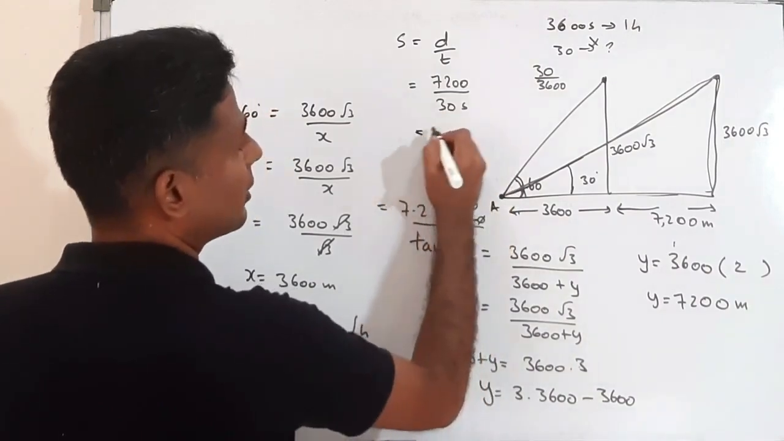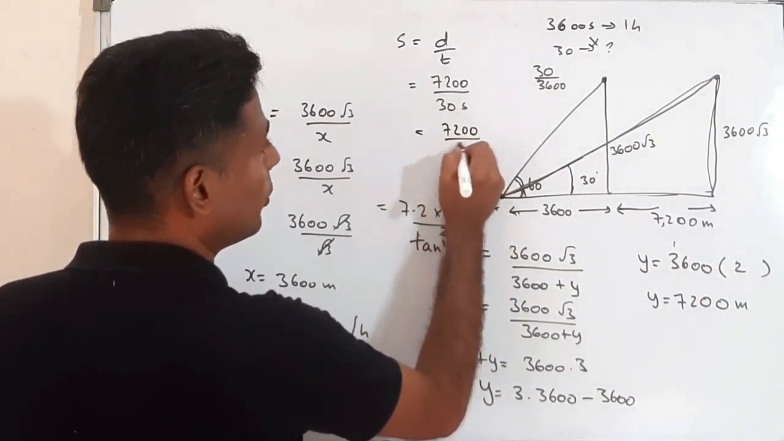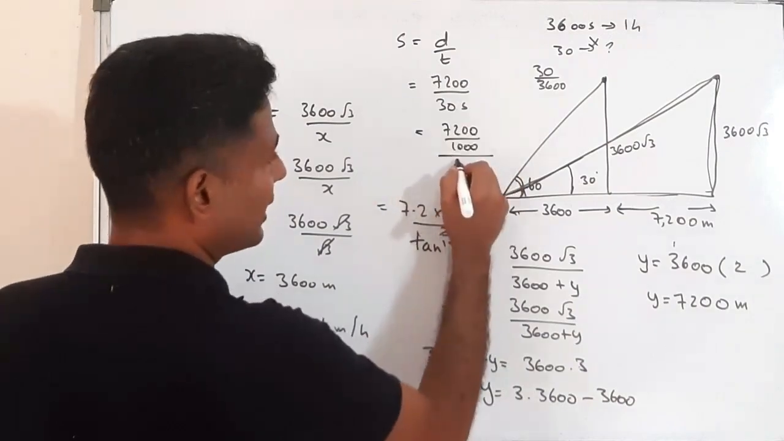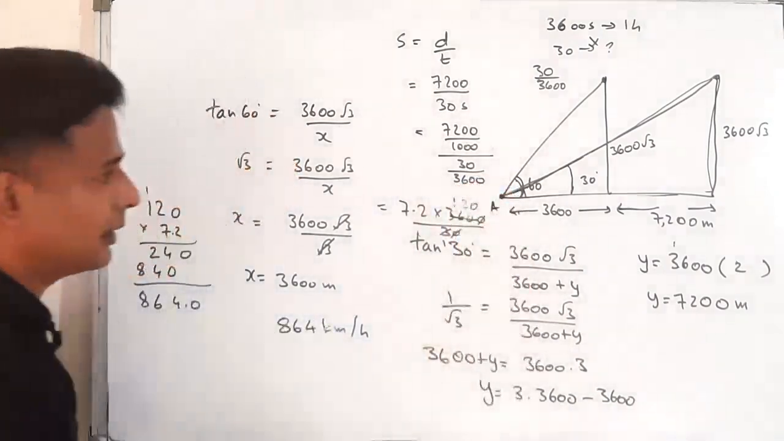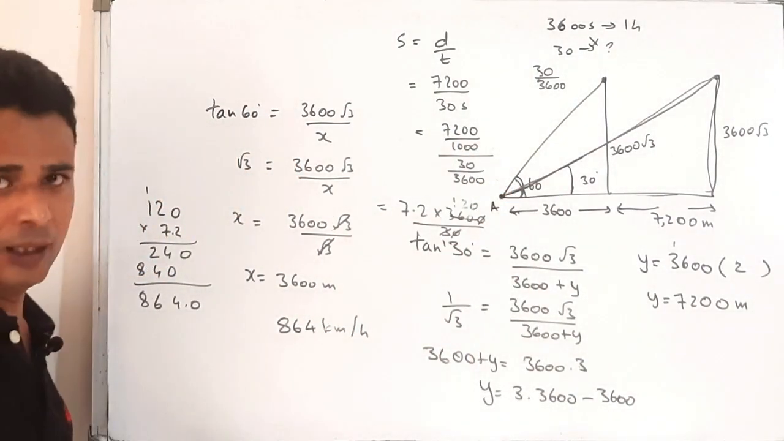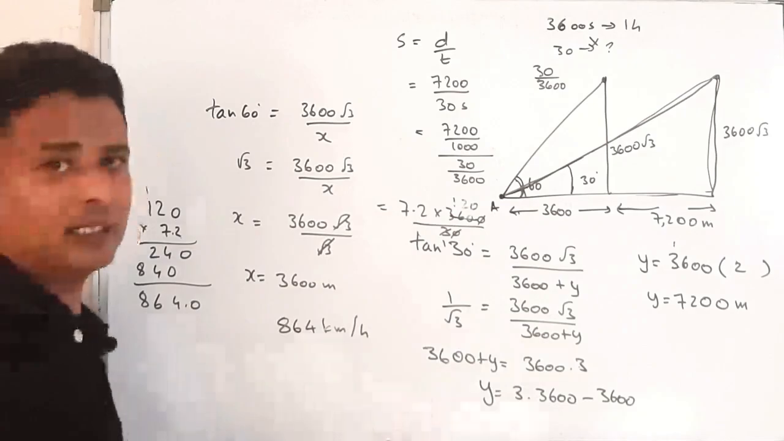Actually, you guys, you could have also done this once this was over. What you could have done was, here you could have written 7200 by 1000, and to convert seconds to hours we have to divide by 3600. If you had done this, you would have got the same answer. I just did this part directly, that is all.